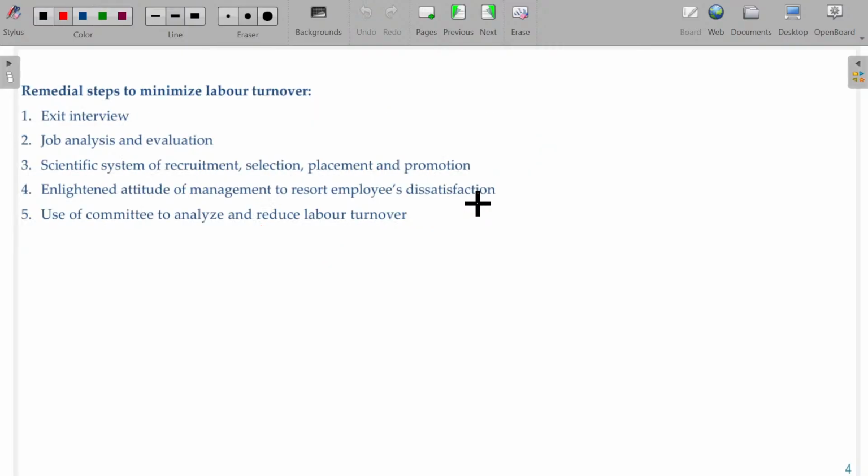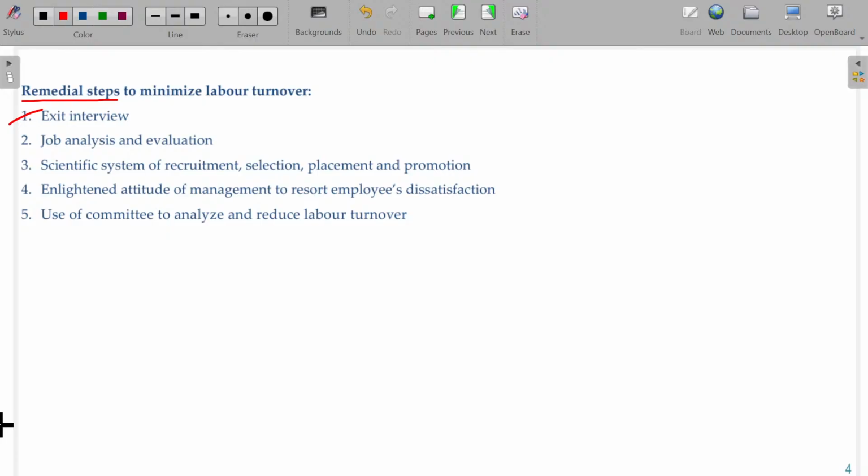And of course, labor turnover is not a good factor for the organization. It really spoils the company, it has a cost, and it reduces the income also. Now, the company has to decide how to control it. We have to take remedial steps to minimize the labor turnover. What are they? Take the exit interview. While leaving the organization, we ask them, why do you leave? Is it the working hours, or salary, or promotion?